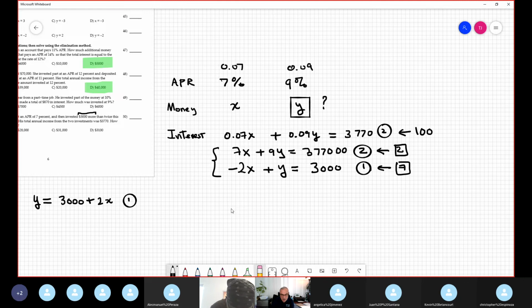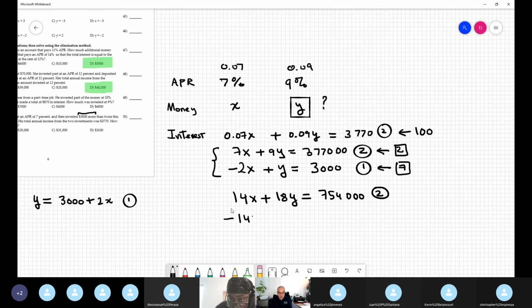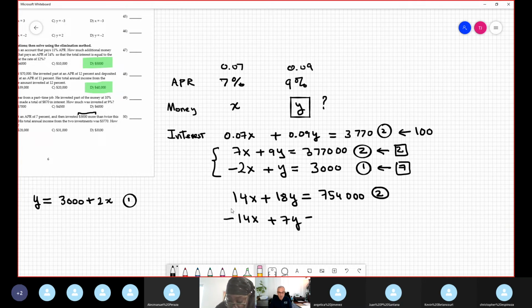So you multiply the entire equation number 2 by 2, and it is 14x plus 18y. So you put it in a calculator now. 3770 times 2 is 7540. This is my new equation 2. And when you multiply equation 1 by 7, we have negative 14x, exactly as we expect, plus 7y equal 21,000. And this is my new equation 1, but it's ready now for elimination.